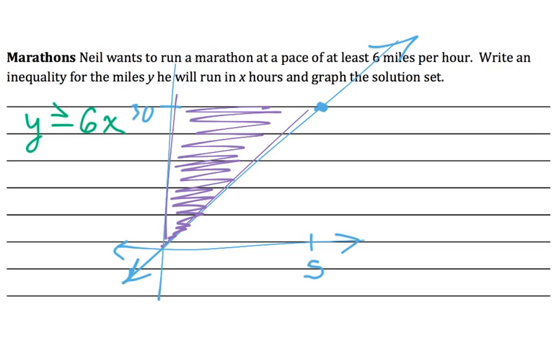And if you wanted to check a value out, here's where it kind of gets a little interesting. You can't check 0, 0 out because that's on the border. So you could check a value like 1, 30. Well, 6 times 1 is 6, and that is less than or equal to 30, so you'd be good there. Now in the real world, he's probably not going to be running anything so outrageous, like to where he's going to run for an hour and then finish 30 miles. That's just unreasonable. So this would be the answer to this problem.